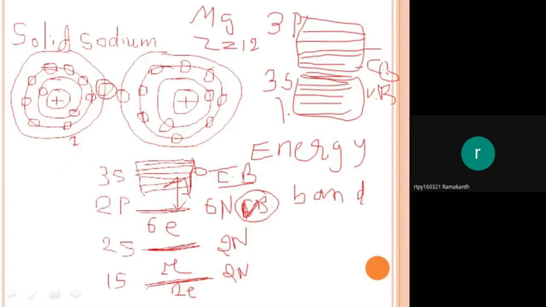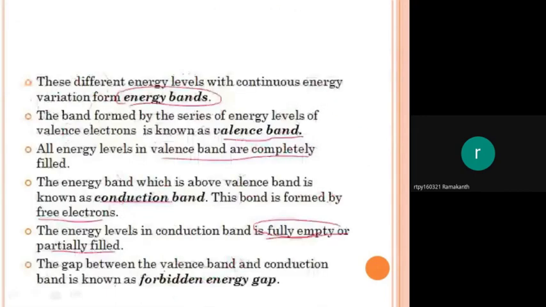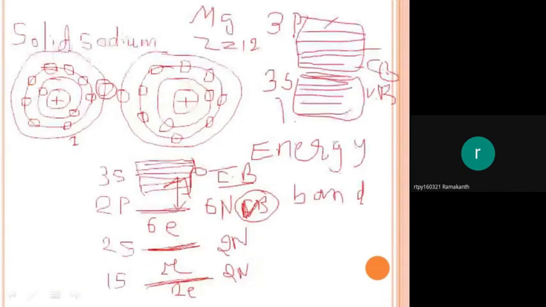Here, the valency band is completely filled for magnesium. For sodium, the valency band is completely filled, the 2p orbital. But what about the conduction band? The conduction band is fully empty. So this is empty, 3p is completely empty, or sometimes it is partially filled.